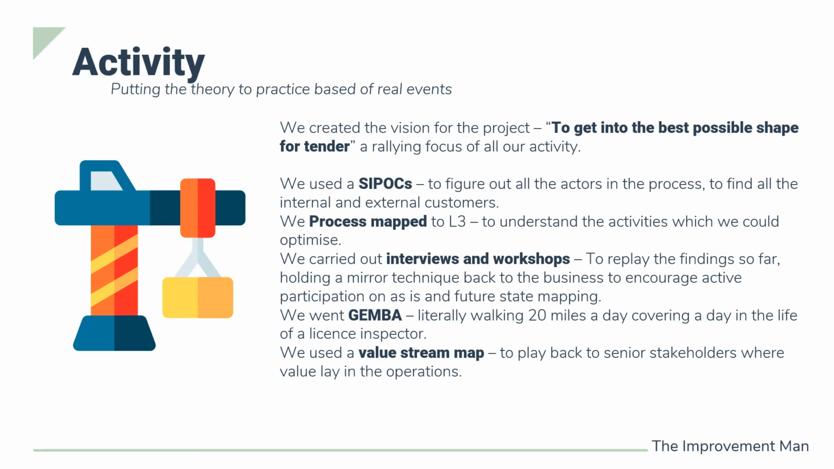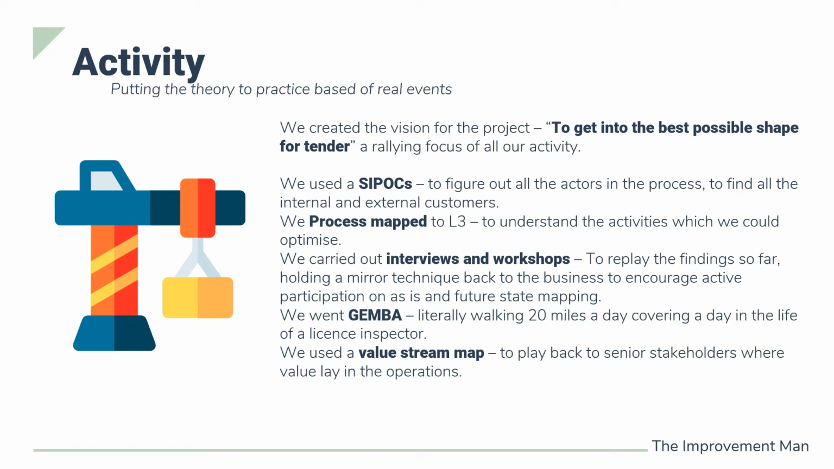So the activities we performed: we first created the vision for the project, and that was to get in the best possible shape for tender. So whenever we went to any workshops or anyone asked why we were in their department or why we were looking at what they were doing, the answer would always be to get into the best possible shape for the tender because we really don't want to lose this. And that rallied everyone behind a common goal on why we were doing the process improvement in their area.